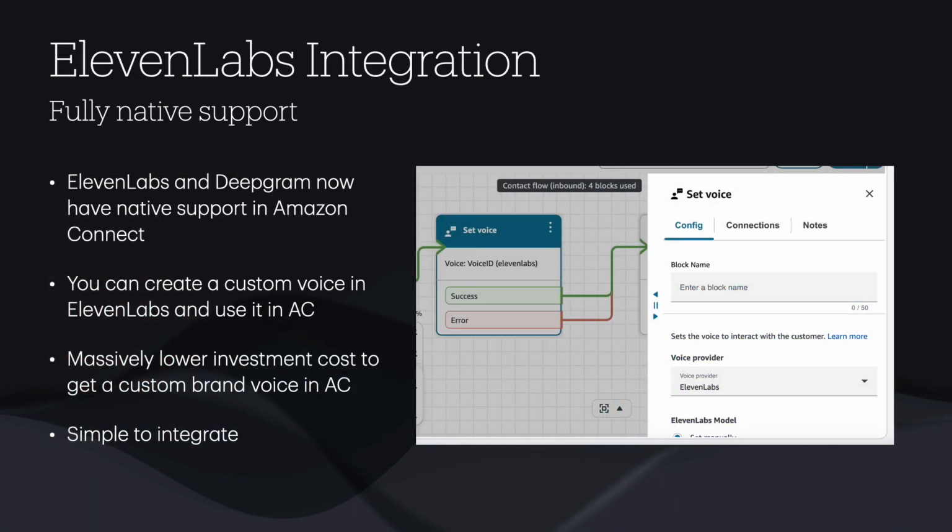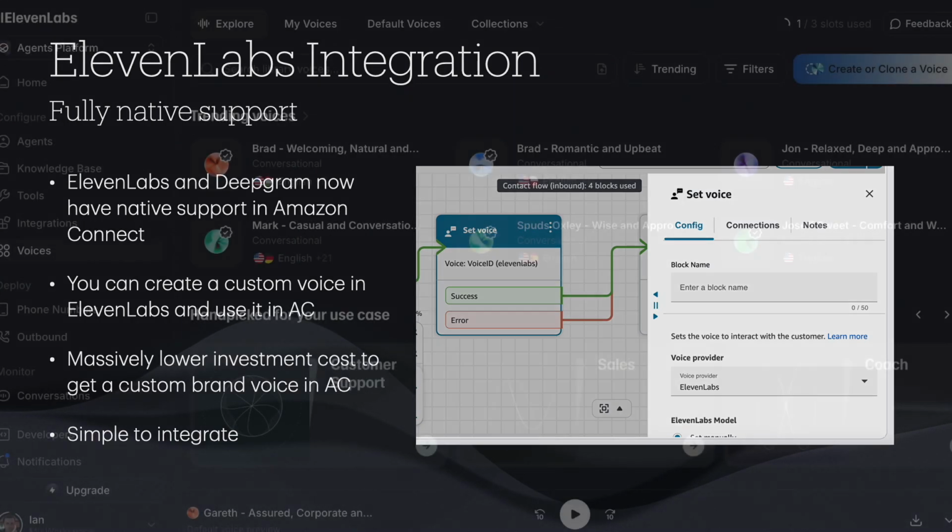Integration with ElevenLabs and DeepGram is now fully supported with Amazon Connect natively. This means that now you can link your Amazon Connect instance to ElevenLabs, and you can use voices from ElevenLabs in your Amazon Connect. Now this is a massively lower investment cost to get yourself a custom brand voice in Amazon Connect. Not only that, it's really simple to integrate this. I'll show you how to do it now.